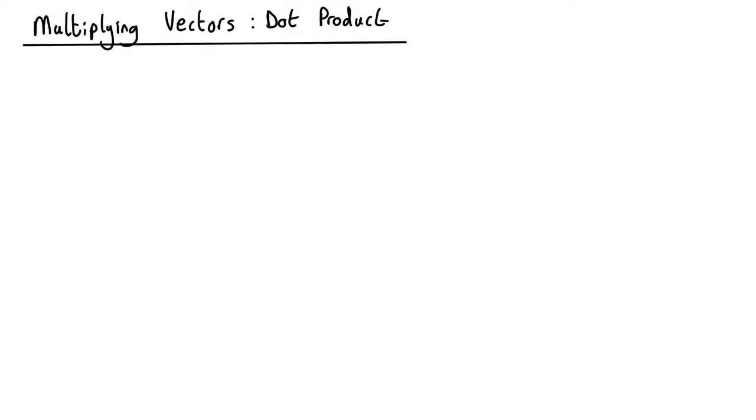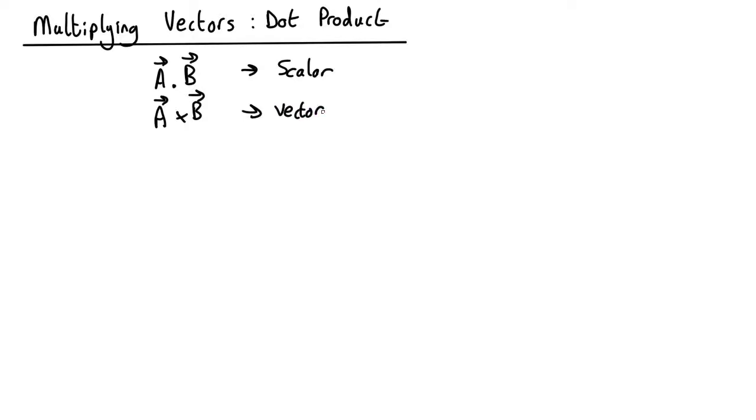How do you multiply vectors together? Well, it turns out there are two different types of multiplication that we use for vectors. One is called the dot product. So the dot product of vector A and vector B is written like this, with a dot between them. And that's actually a scalar number, just a number, not a vector. And there's the cross product, also known as the vector product, which is written like this. And that gives you a vector.